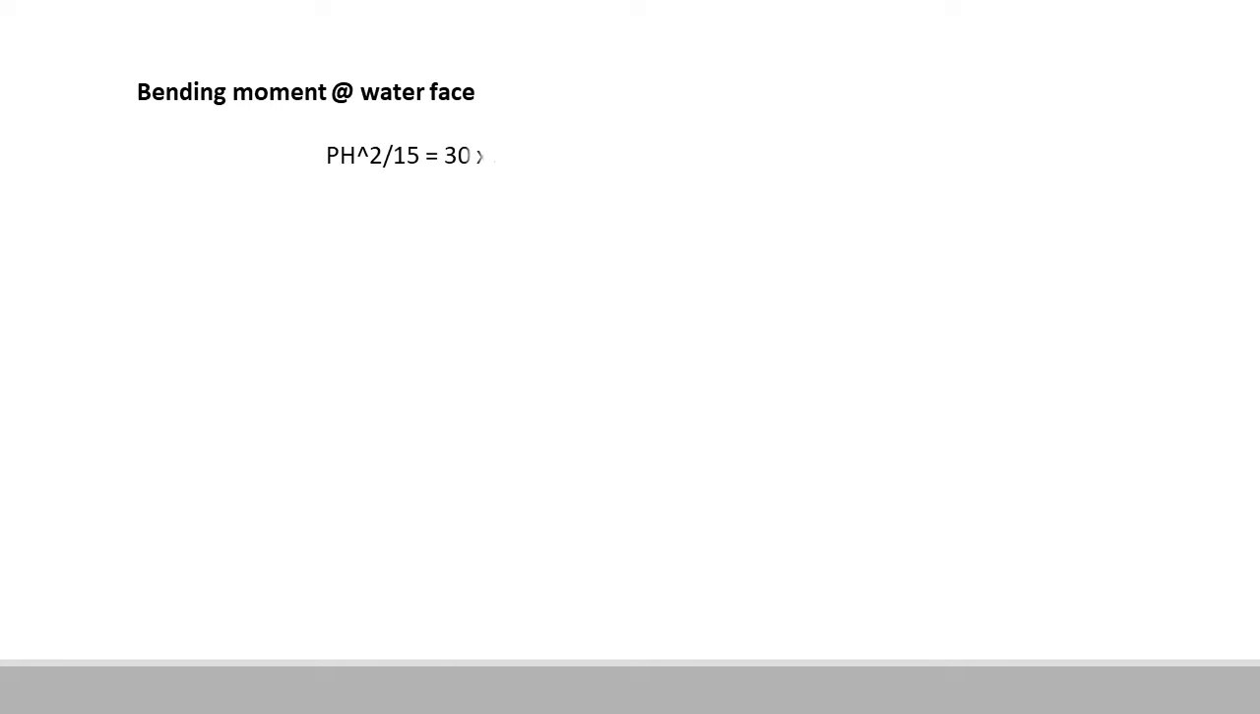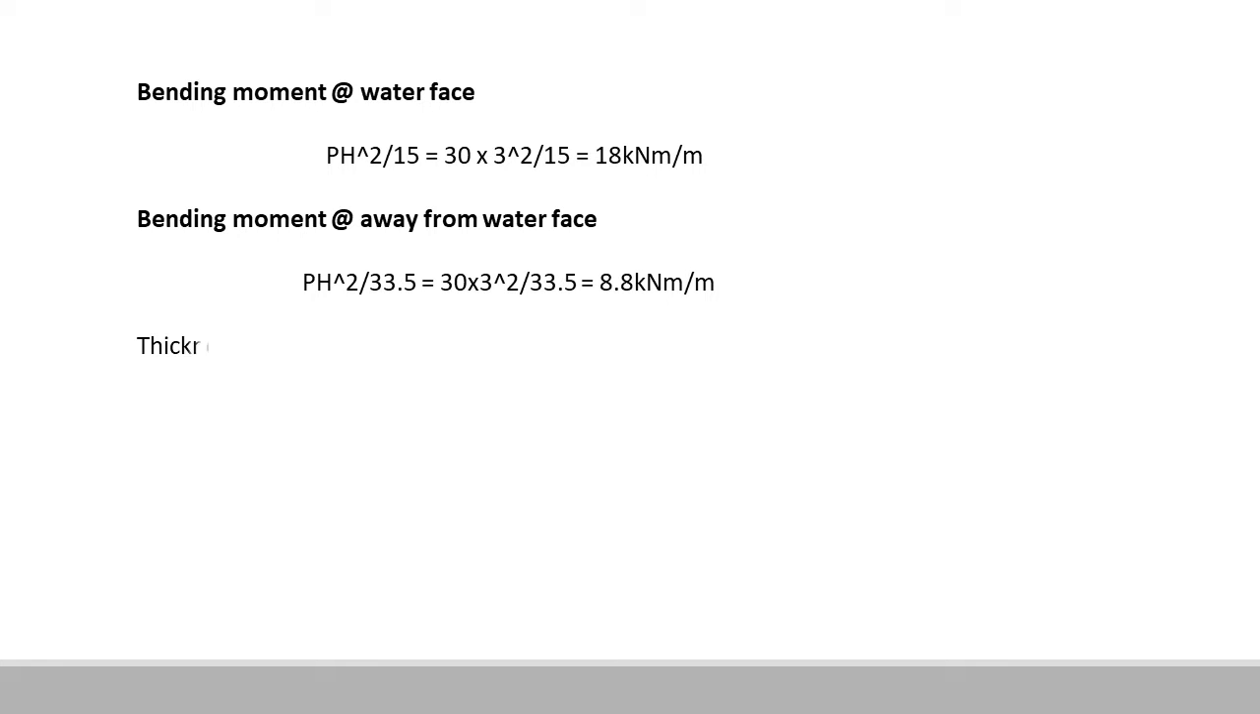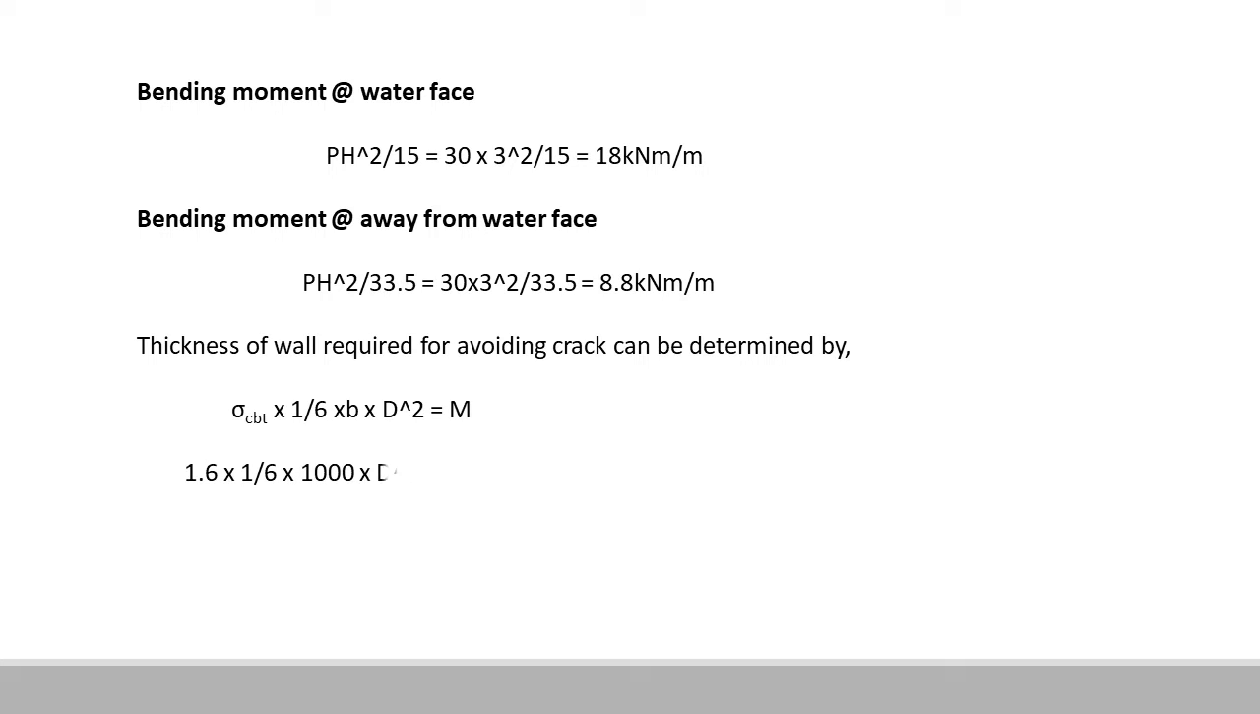Then the bending moment at water face, that is, near the water face, is pH square by 15. This is the bending moment formula, where P is the pressure value and H is the height of the wall. So it is equal to 18 kilonewton meter per meter. Then the bending moment away from the water face is pH square by 33.5. This is a constant formula. So 30 into 3 is the height of water, then divided by 33.5, is 8.8 kilonewton meter per meter.